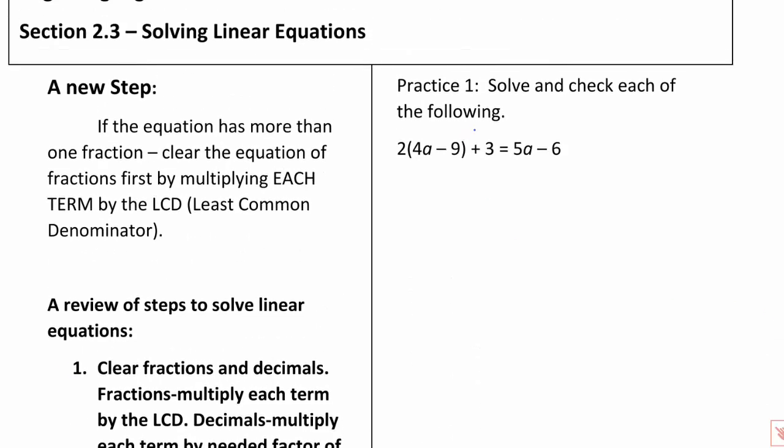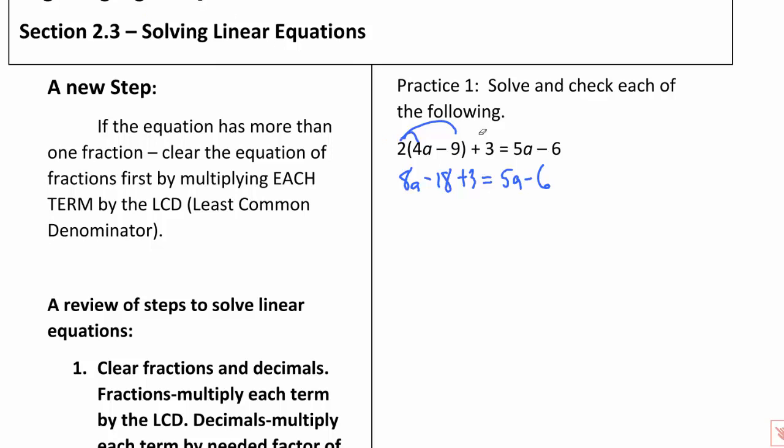Okay, practice 1. We're going to solve and check each of the following. The first one is 2 times (4a minus 9), plus 3, is equal to 5a minus 6. Notice that we need to simplify first, so we're going to distribute this 2 to both of those terms. 2 times 4a is 8a, 2 times negative 9 is negative 18. Then I have that plus 3 is equal to 5a minus 6.